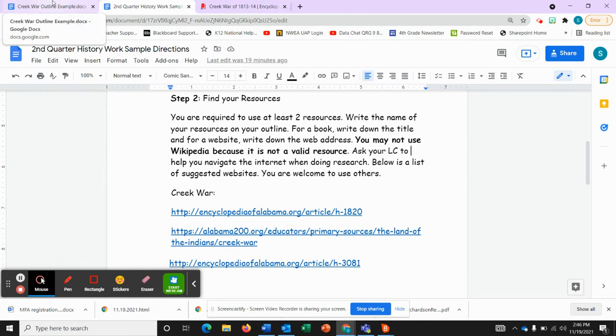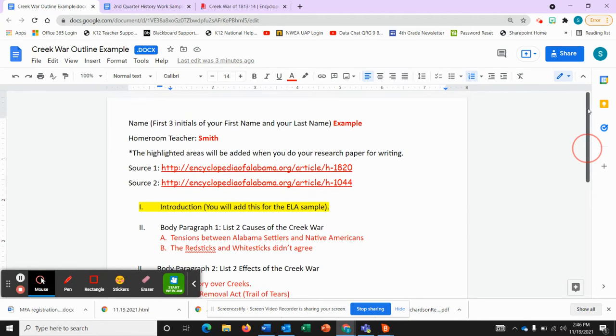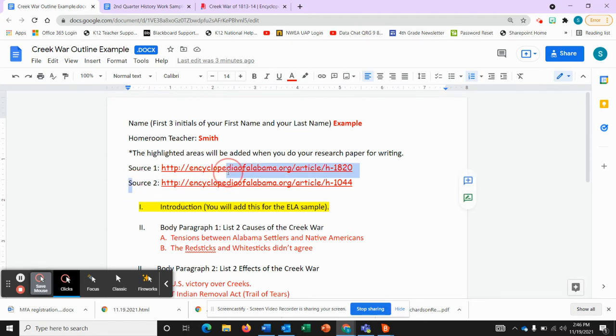Okay, I did an example for you. So let's look at the example. And you cannot copy mine, but you can use it as an example. Okay, so if you see here for name, I have example, homeroom teacher, I have Smith. I chose two of the websites that were listed and I used those as my resources.